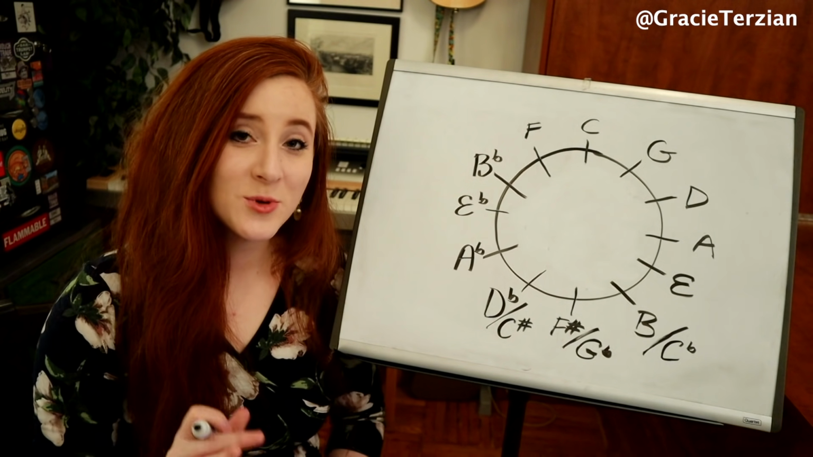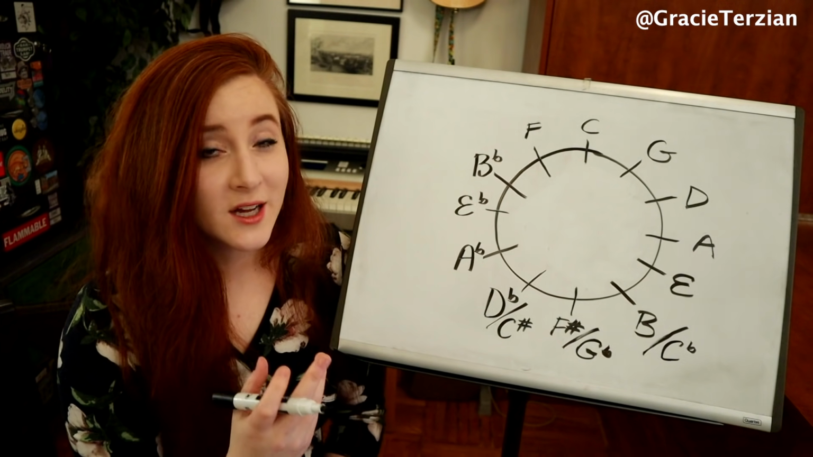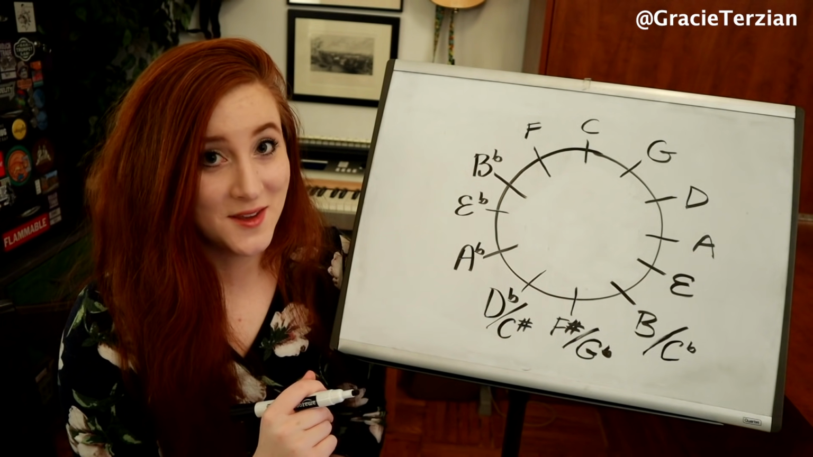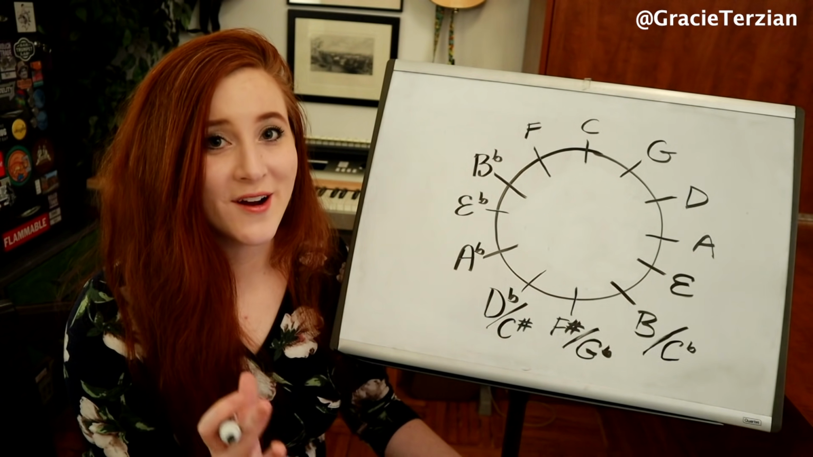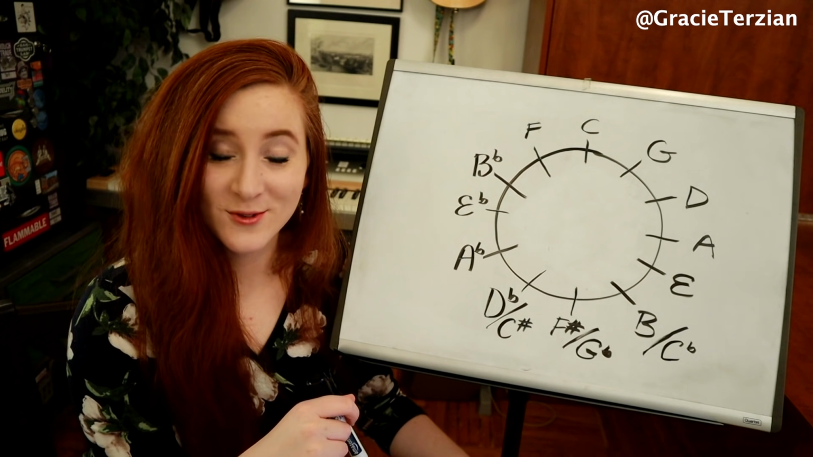Number 5. This one is quite cool. So the circle of fifths actually can show you what the diatonic chords are of a specific key signature. If you don't know what diatonic chords are, I made a whole video about that, which again, I will link this one as well into the description below.